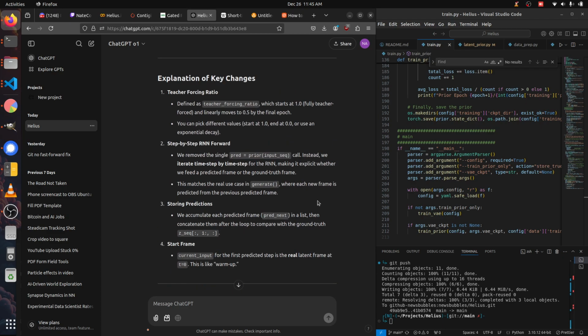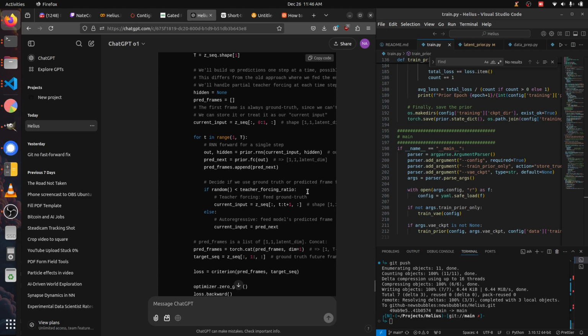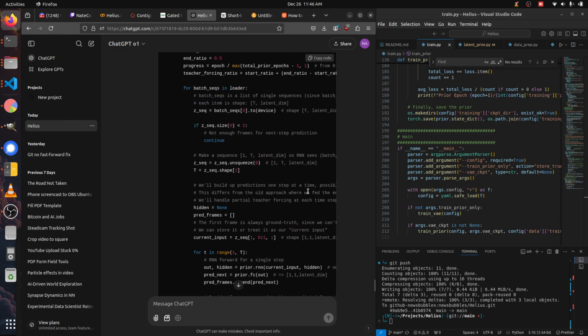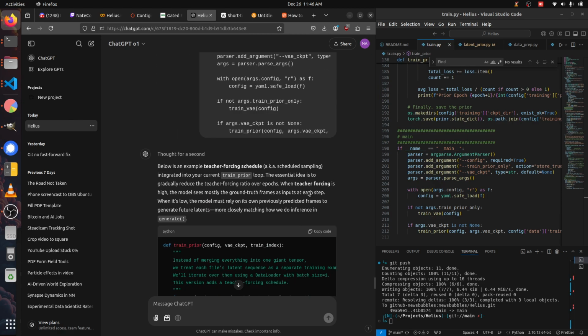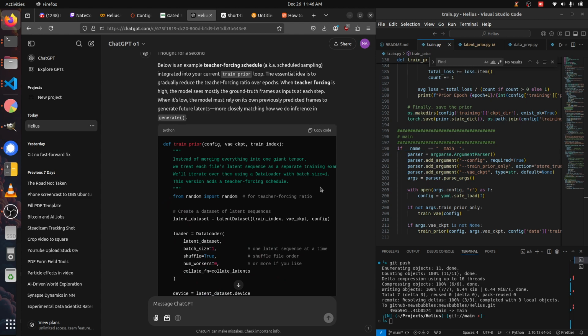Key changes: teacher forcing ratio. Okay, so this is our new train that it coded up for us. Or wait, this is just the train prior. So, example teacher forcing schedule, aka scheduled sampling, integrating into a current train prior loop. The essential idea is to gradually reduce the teacher forcing ratio over epochs. That's kind of what happens with that RL. That's why I talked about that.